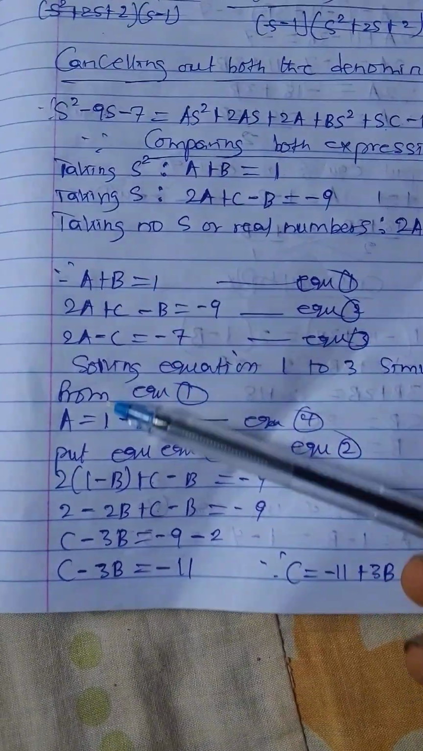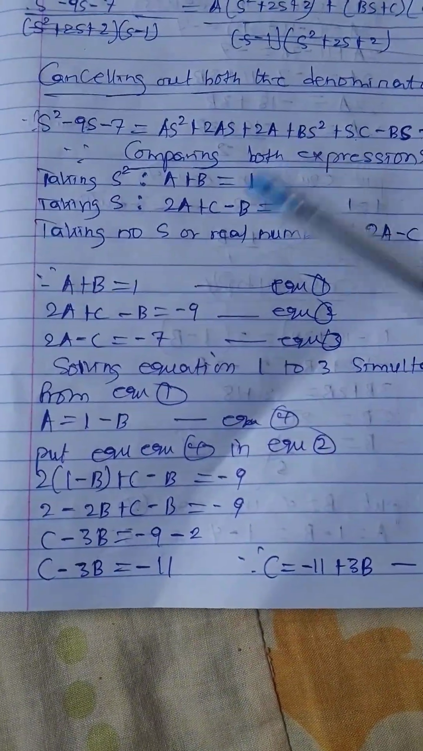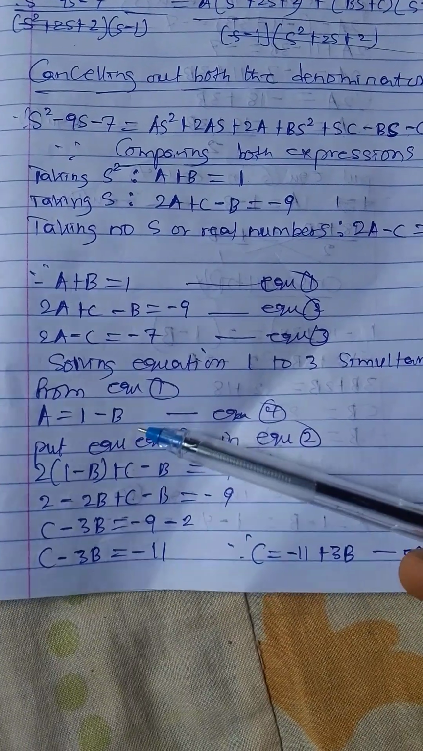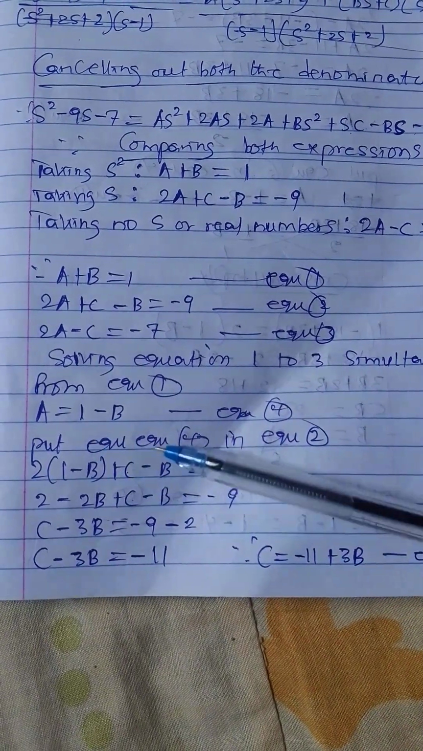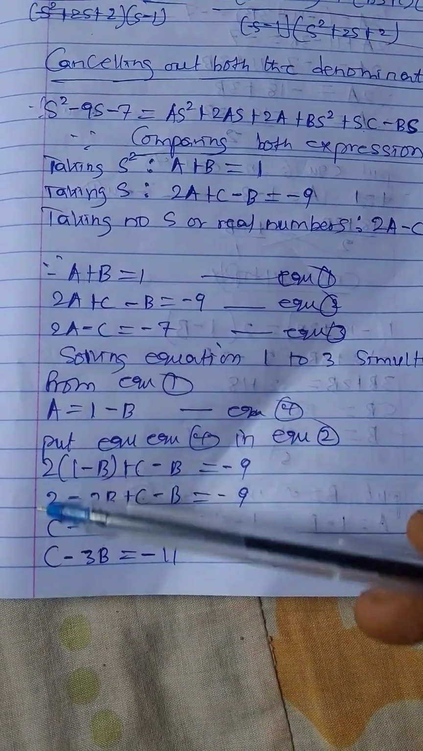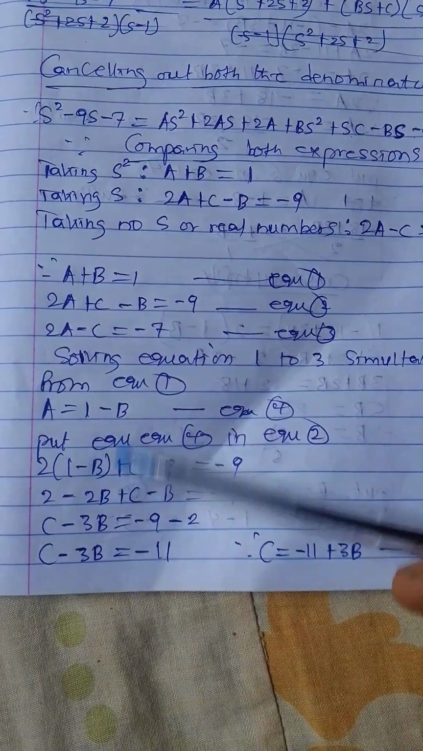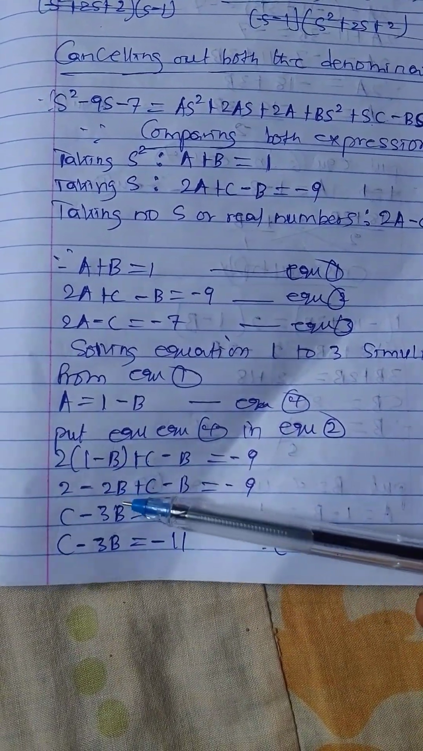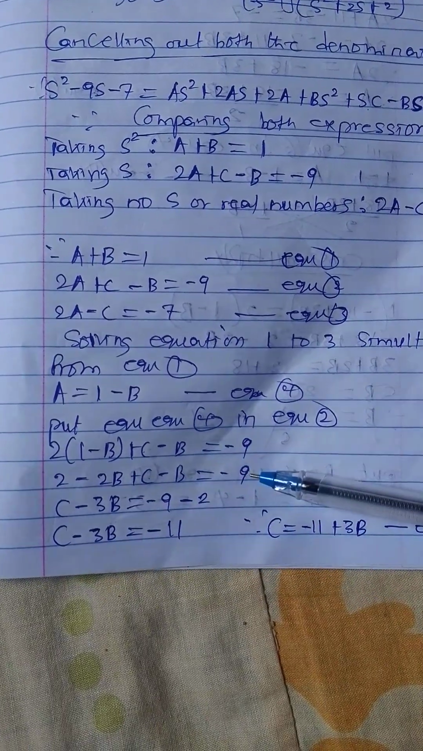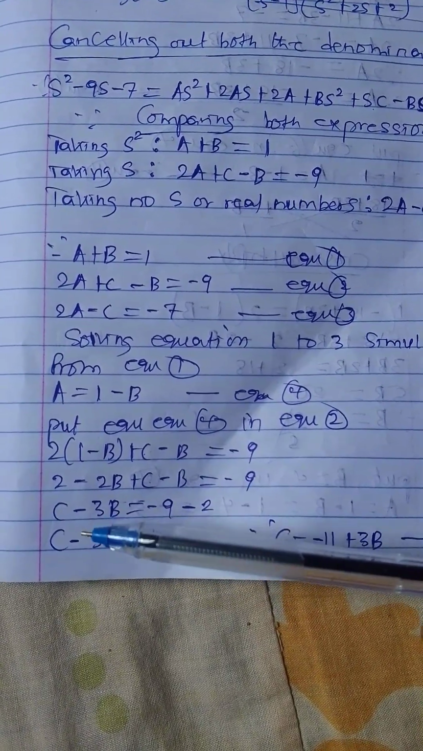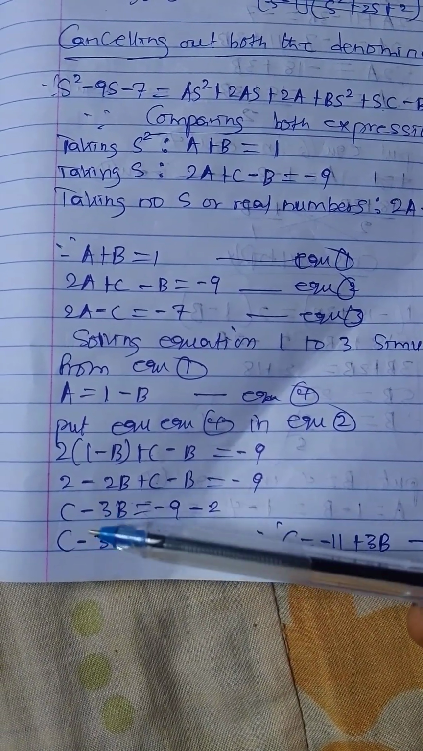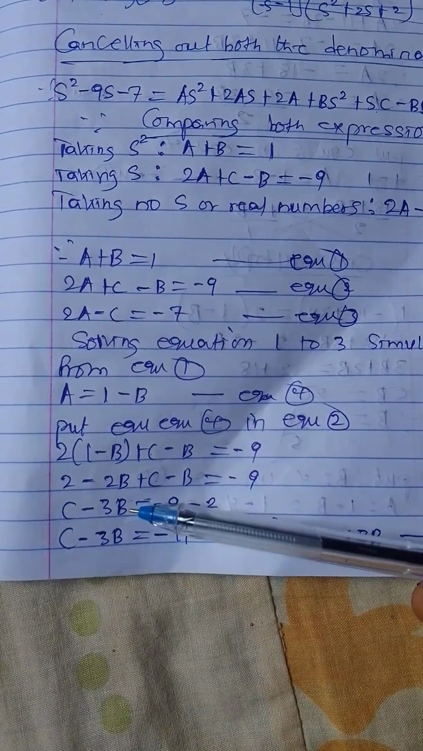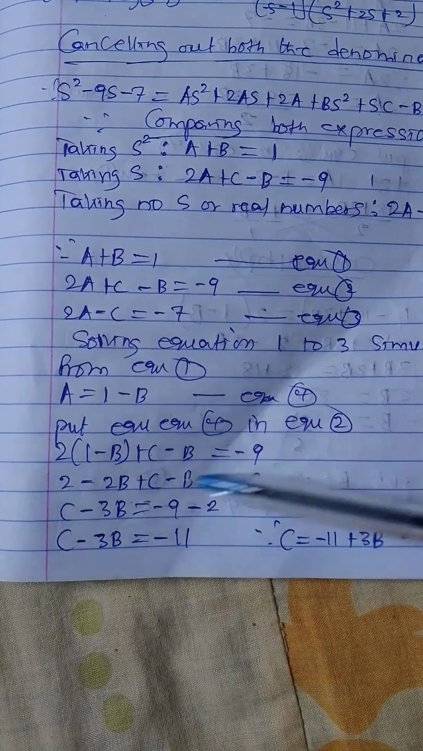Okay, so from equation 1, I have to make a the subject. So a is equal to 1 minus b. I call this equation 4. Now put equation 4 in equation 2. So that becomes 2 brackets 1 minus b plus c minus b equals minus 9. So 2 times 1 is 2, 2 times minus b gives minus 2b, plus c minus b equals minus 9. Therefore I have minus 2b minus b gives minus 3b. So I have c minus 3b is equal to minus 9.